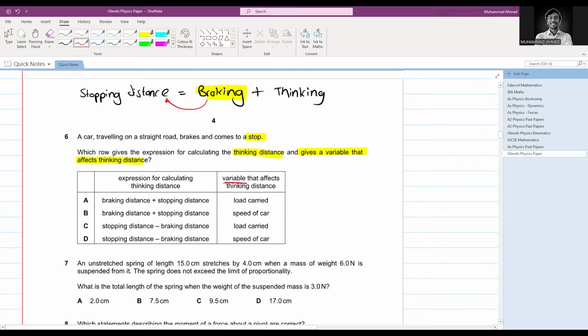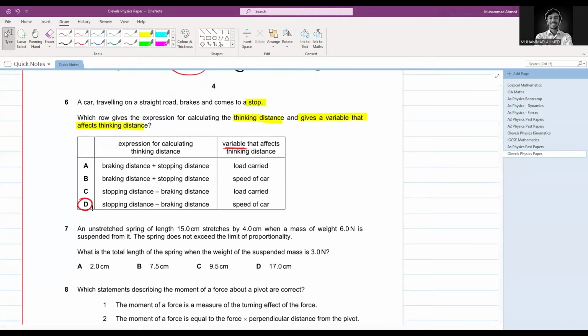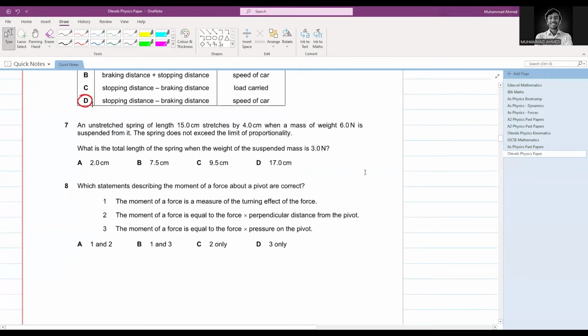Which variable affects the thinking distance? The speed of the car. D is your answer. Simple as that. Let's further move ahead.